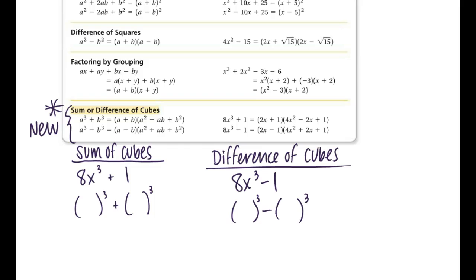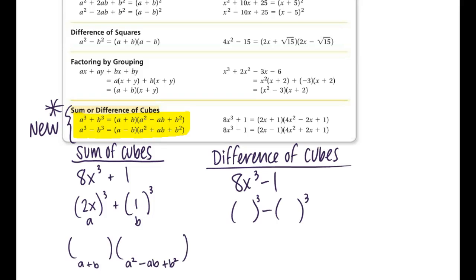So what number do we have to multiply by itself 3 times total to get 8x to the third? That would be 2x. And then what do I have to multiply 3 times by itself to get 1? Well, that's just 1. So now that I know that 2x cubed is 8x cubed and 1 cubed is just 1, and there's a plus sign in the middle, I can identify this term as a and this term as b, and that's just the terms inside the parentheses.